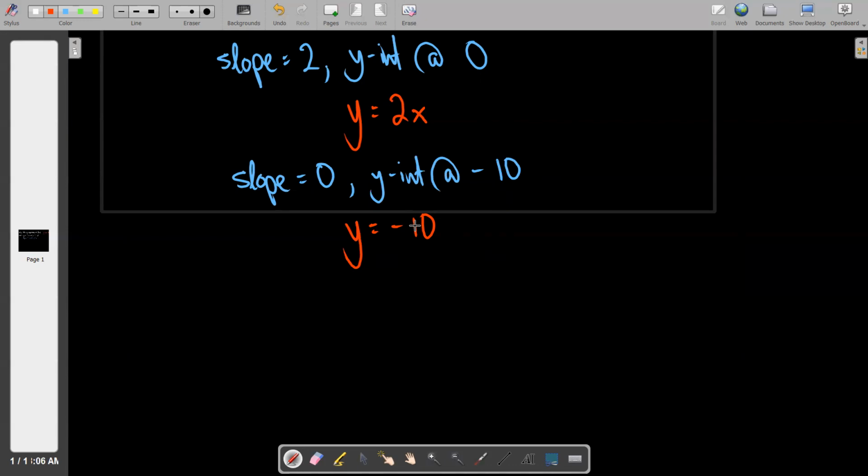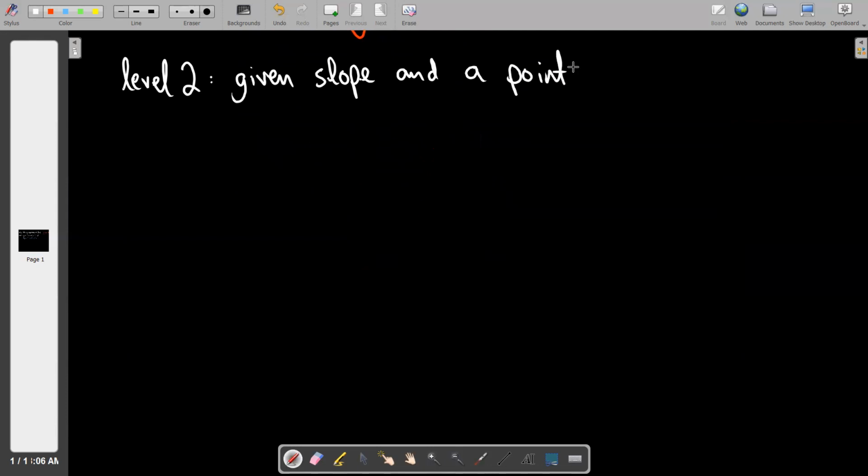That's a level 1 problem. I don't expect any issues there. Okay, let's talk about level 2. So in level 2, you'll be given the slope and a point.